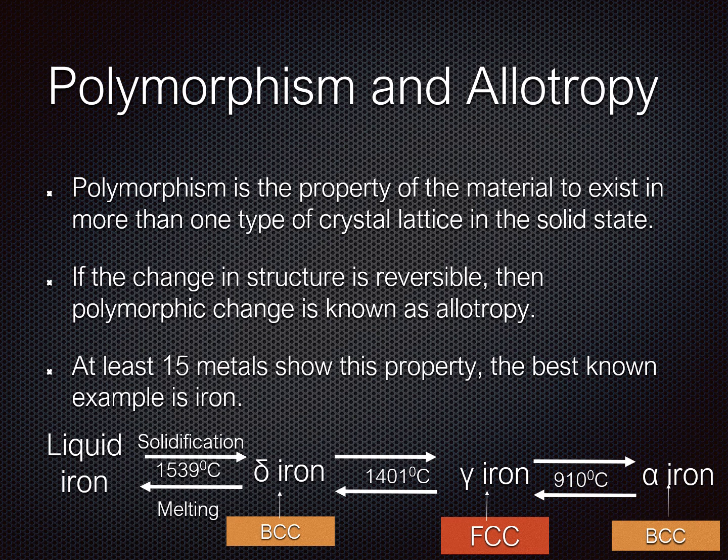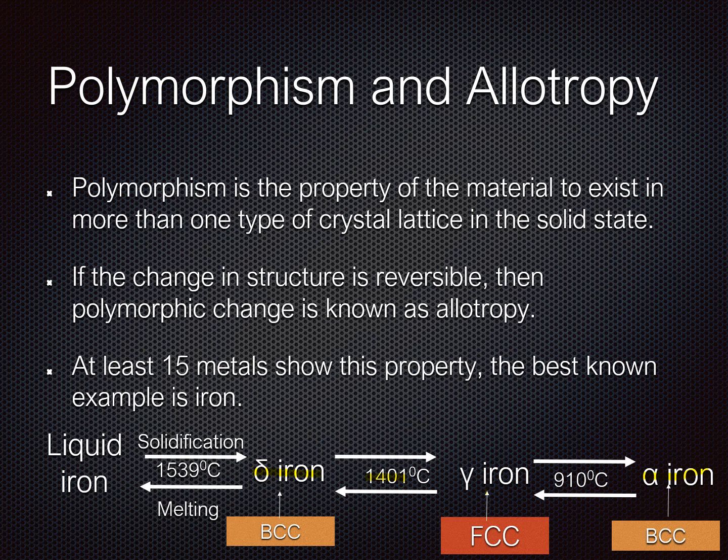Liquid iron during its cooling solidifies at 1539 degrees centigrade as delta iron, which has the BCC structure. On further cooling, the delta iron at 1401 degrees Celsius changes from BCC to FCC. This is known as gamma iron. On further cooling, the gamma iron at 910 degrees centigrade changes from FCC structure to BCC structure, which is known as alpha iron. This is a reversible process.